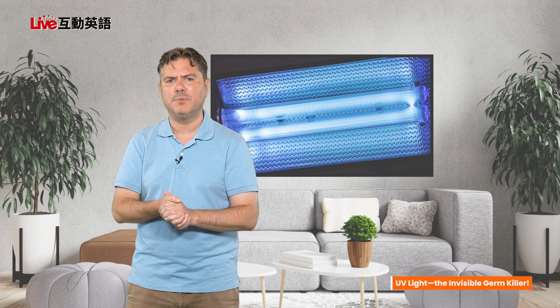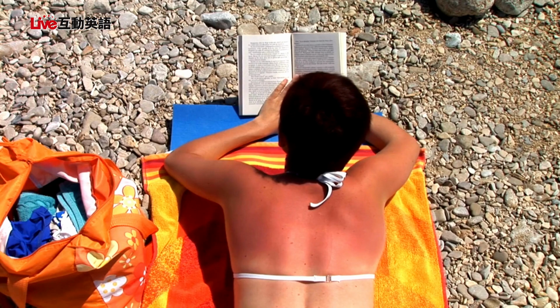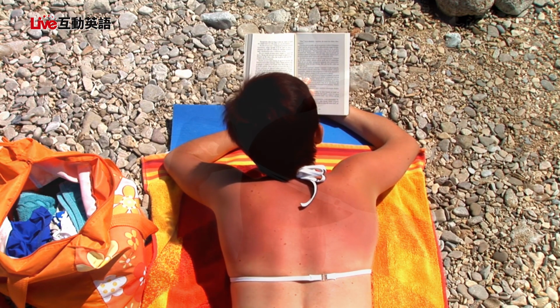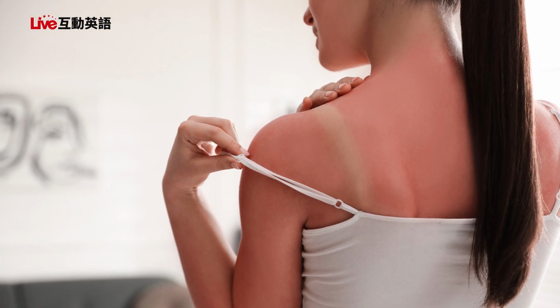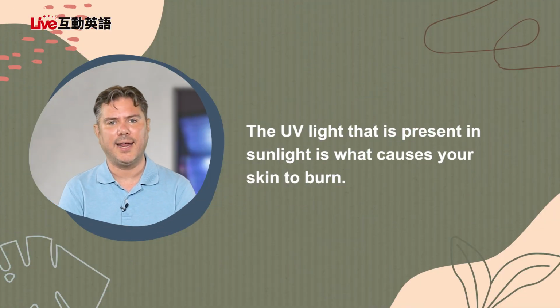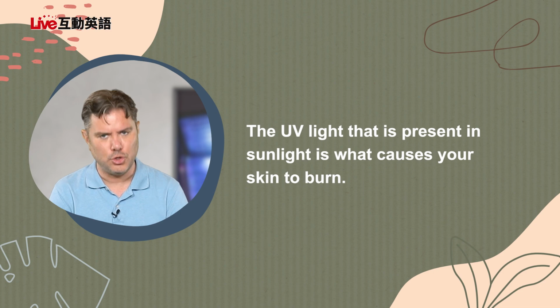That's right, if you've ever stayed out in the sun too long at the beach, your skin gets brown, or maybe not even brown, it goes red, and then, ow, it hurts. You've got a sunburn. Thank you, UV light. Yeah, the UV light that is present in sunlight is what causes your skin to burn.